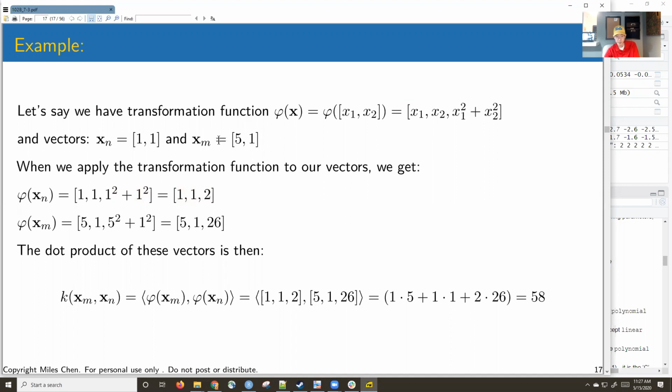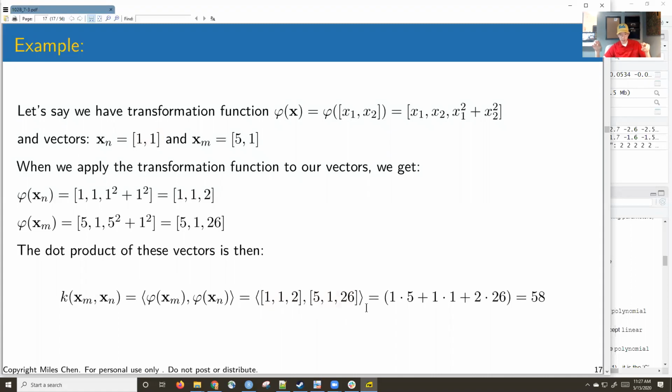And then xm is 5, 1. x1 is 5, x2 is 1, and then x1 squared is 5 squared, and x2 squared is 1 squared. So when you do that, you get 5, 1, and 26, okay? And so the kernel function is basically the dot product or the inner product of these 2 vectors after we've transformed them. So we take our 2D vectors, we transform them into 3D, and now I get the vectors 1, 1, 2 and 5, 1, 26.